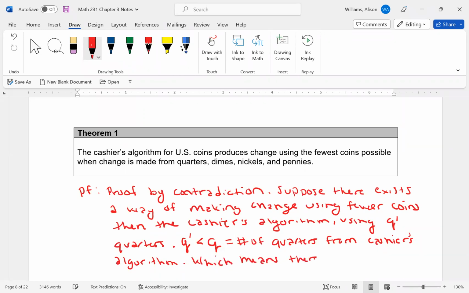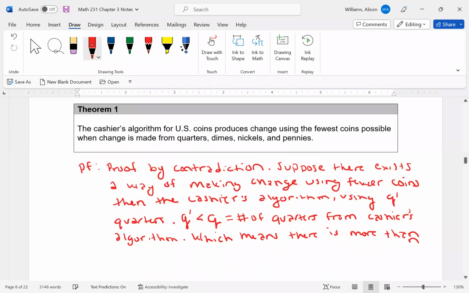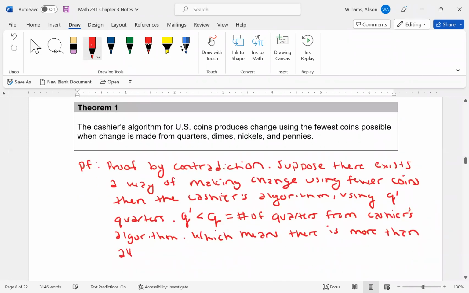there is more than 24 cents. But that contradicts lemma 1. So we've already proven lemma 1. Oops.